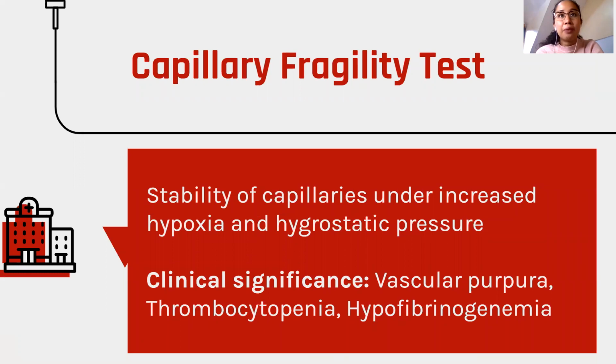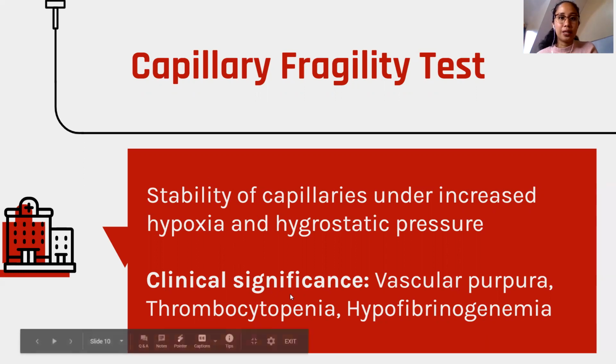So, first off is your capillary fragility test. So, we are assessing the stability, the strength of your capillary specifically, if they are subjected to increased hypoxia and pressure. So, class, kung tinanggalan mo lang oxygen, kung tinaasan mo yung pressure, ano kaya ang estado ng capillaries mo. So, class, if you are positive for capillary fragility, perhaps you have vascular purpura, thrombocytopenia, hypofibrinogenemia, or vascular defect. So note class, this is a very non-specific test.